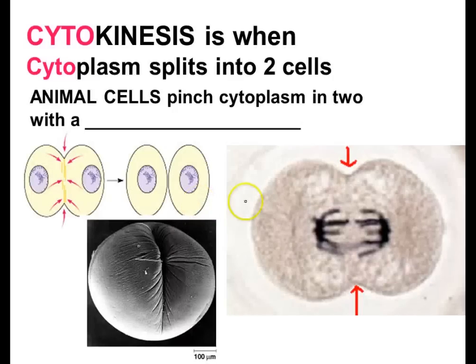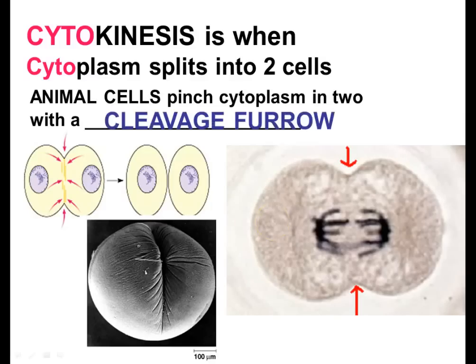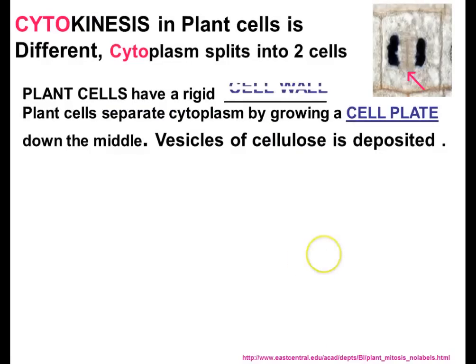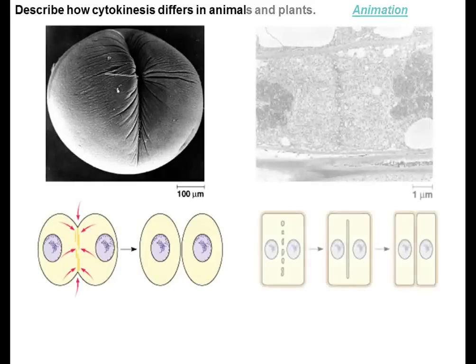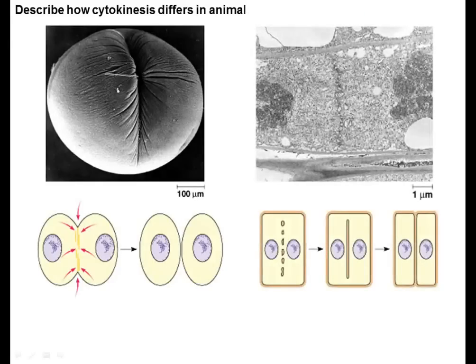And then cytokinesis starts happening at the same time as telophase. The cytoplasm starts splitting, and here you see what we call a cleavage furrow, where the cell starts pinching in. In plant cells, since plant cells have a cell wall, you don't see pinching in, but vesicles deposit cellulose, and the cellulose merges and becomes a cell plate, eventually dividing the cell into two. So here's a difference between animal cells and plant cells: animal cells will have a cleavage furrow, plant cells will have a cell plate.